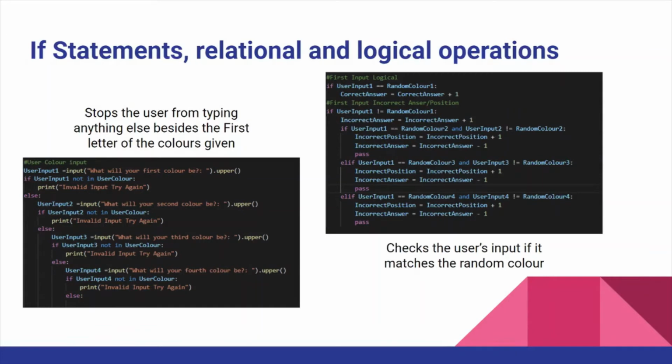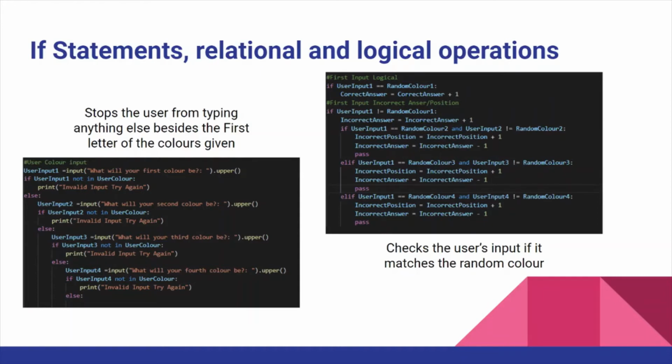Moving on, we have the if statements, relational and logical operations. To the left here, this logical operation stops the user from inputting anything else but what is in the previous list that I've mentioned. So if they were to input anything else, it will say invalid, and they have to input everything again from user input 1. So when they put valid answers until user input 3, and then they put something invalid on user input 4, they would have to restart from user input 1 so that they wouldn't do it again.